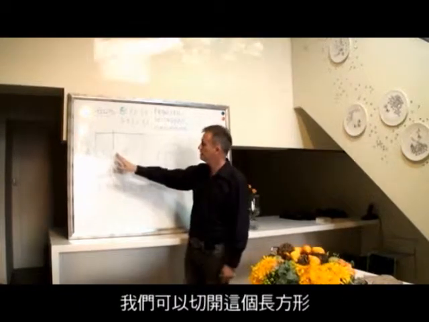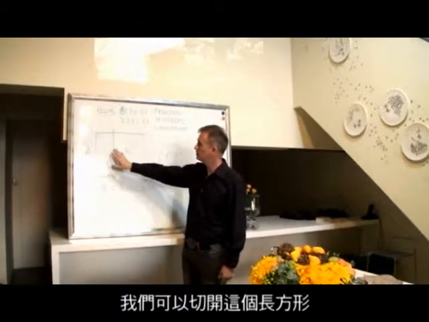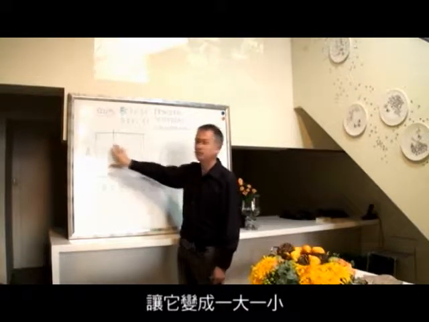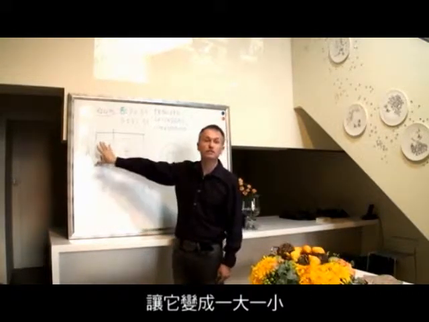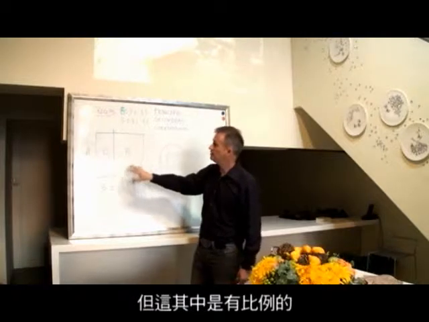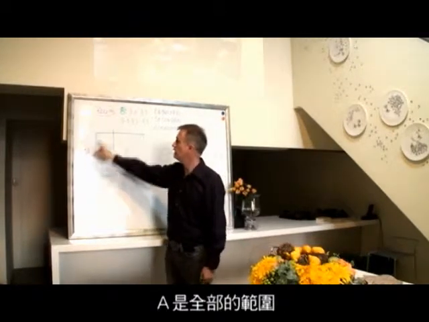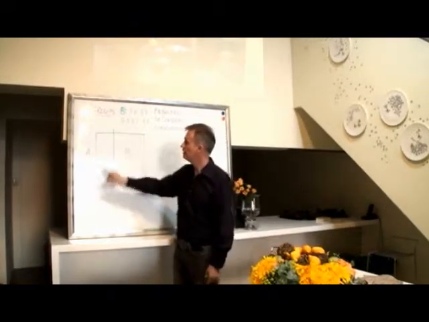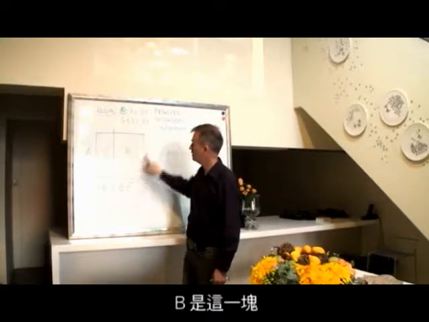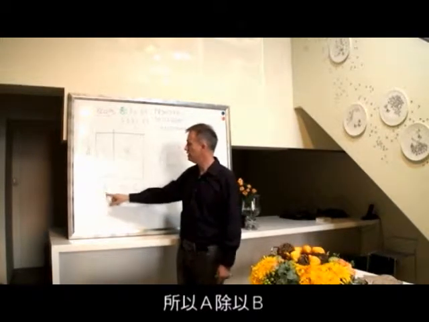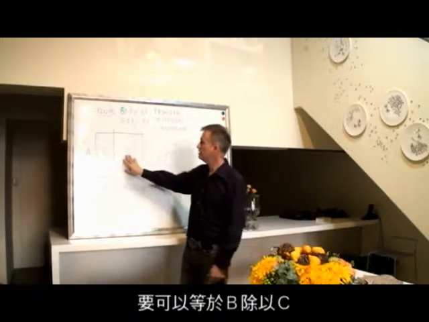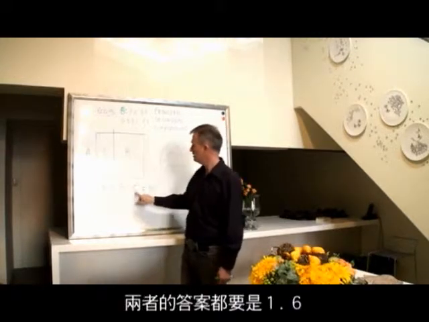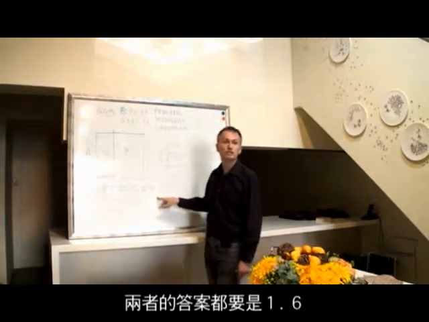So we can separate the square into two different surfaces. One is bigger and one is smaller. But there is a proportion between them. So A is the whole, the A and the B, this one. A divided by B is actually the same as B divided by C, and is equal to 1.6.